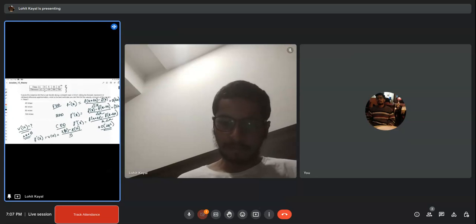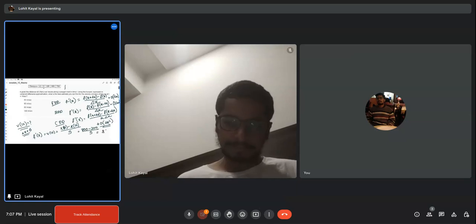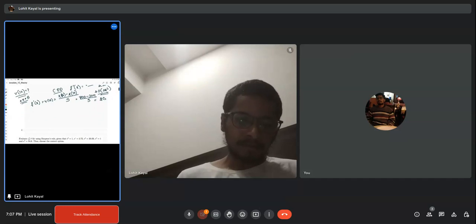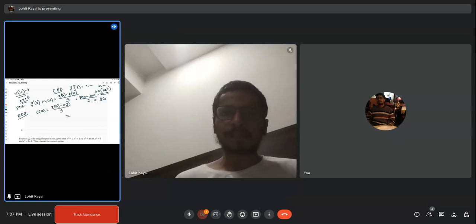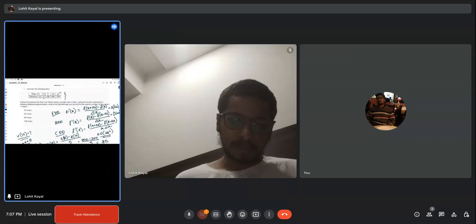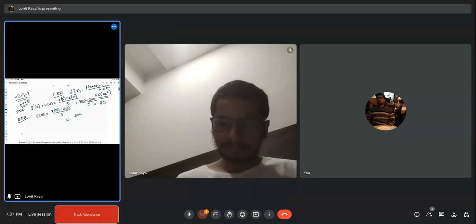What will be the value? The value is 700 minus 300 divided by 5, which is equal to 80. This is for the forward divided difference. Now for the backward divided difference, v10 is equal to x10 minus x5 divided by 5. This value will be 300 minus 100 divided by 5, so this is equal to 40.